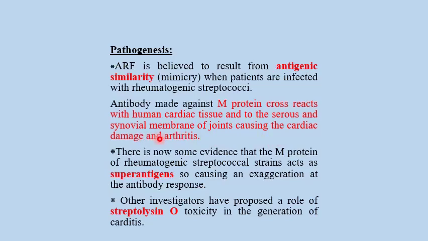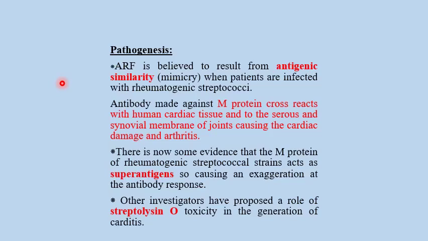So what happens? The antibodies produced against the M protein will attack also the cardiac tissue and the serous and synovial membranes of the joints, causing their inflammation and destruction. This is the first cause of acute rheumatic fever. If we encounter a serotype M protein having the same antigen similarity as our heart muscles, our heart tissues, and our joints, this will give rise to rheumatic fever. But this is the first point.